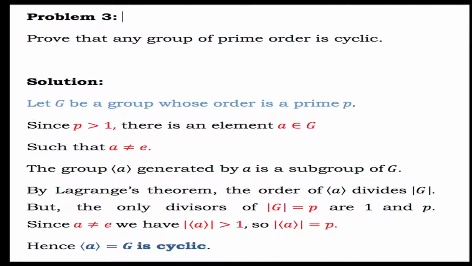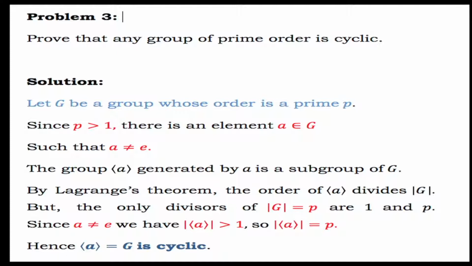Now we will do problem number 3. Prove that any group of prime order is cyclic. Now let G be a group whose order is a prime number p. Since p is greater than 1, there is an element a belonging to G such that a is not equal to e. Now the group generated by a is a subgroup of G.